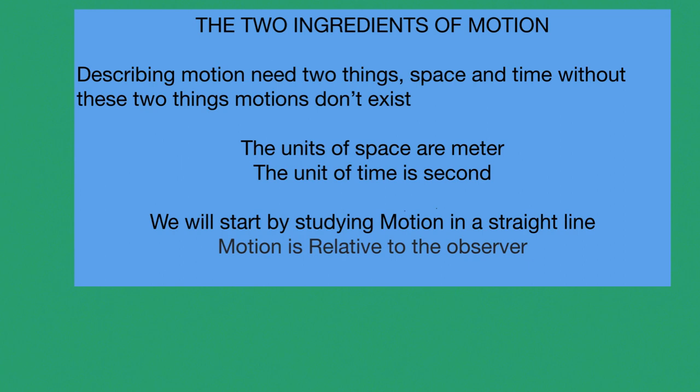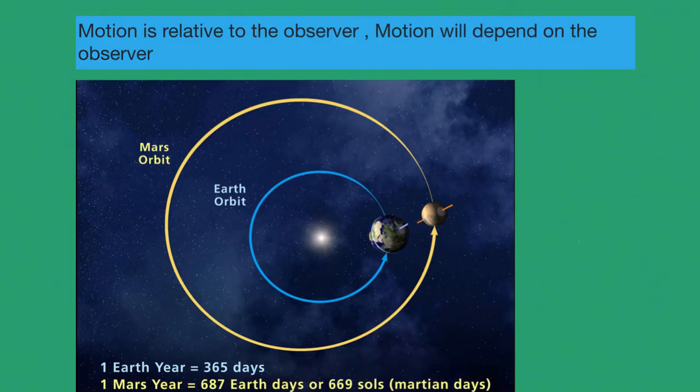We will start studying motion in a straight line. One thing that is important is to realize that motion is relative to the observer. What does this mean exactly? Depending on the observer, you observe one motion or you don't observe any motion. Motion is relative to the observer.